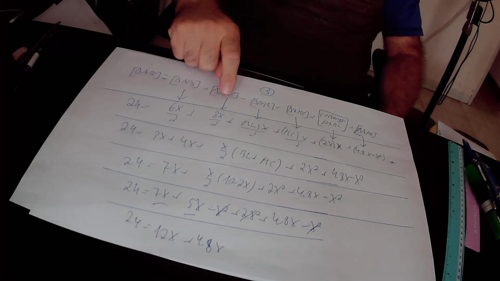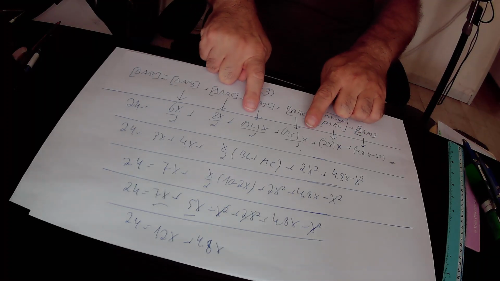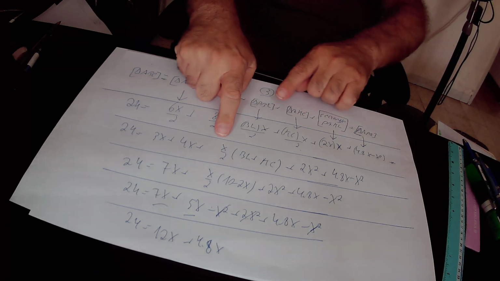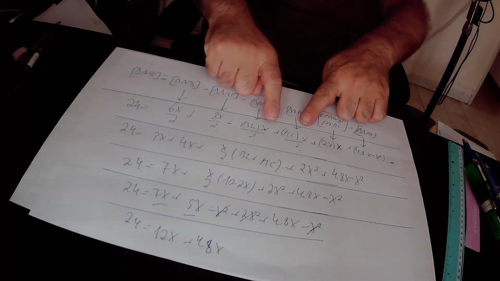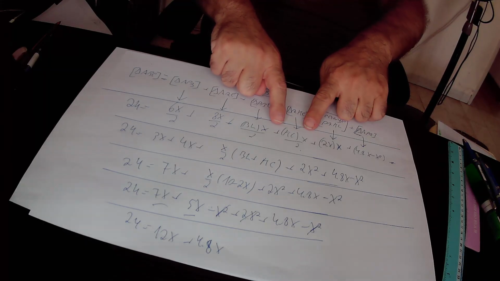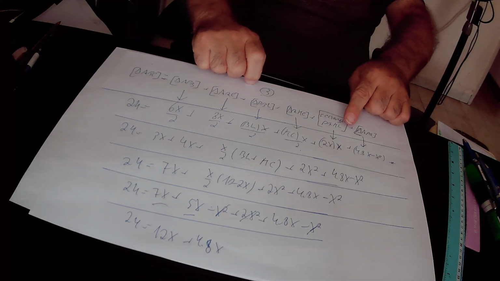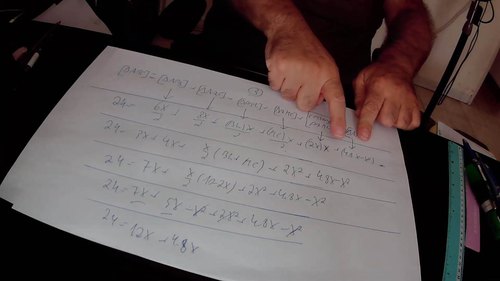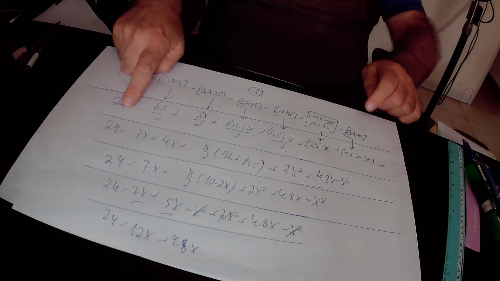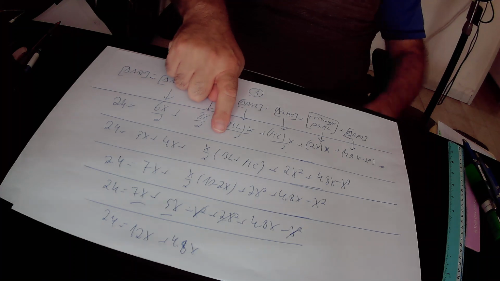6x over 2 is 3x, 8x over 2 is 4x. Here we have BL times x over 2 plus KC times x over 2. We took x over 2 as a common factor from those two expressions. What is left from this expression after we took x over 2 as a common factor? What is left is actually BL. What is left from the other expression is actually KC. And we have 2x times x, which is 2x squared. We have here 4.8x minus x squared. So 24 equals 3x plus 4x, which is 7x, and we have x over 2.